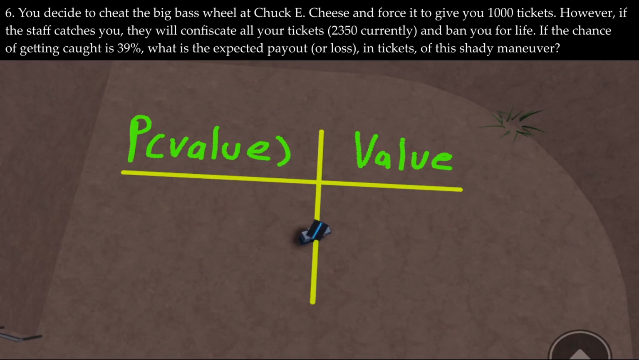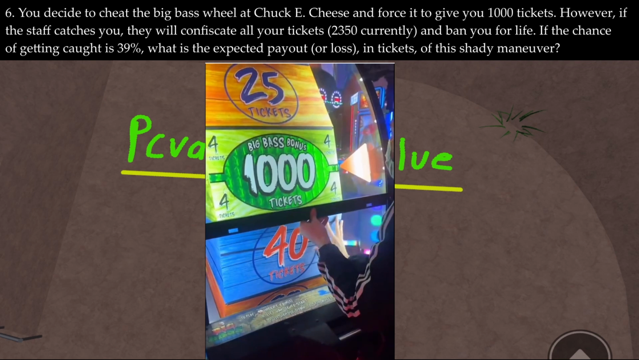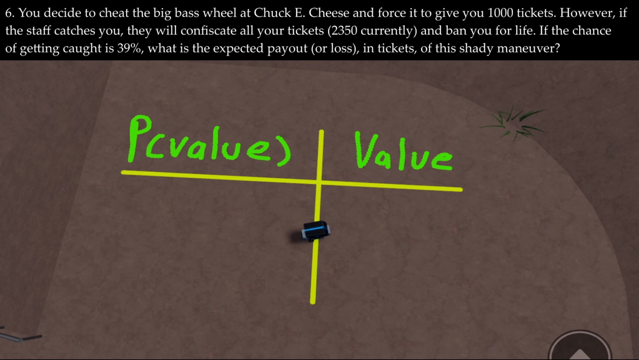This final problem says, you decide to cheat the big bass wheel at Chuck E. Cheese and force it to give you 1,000 tickets. However, if the staff catches you, they will confiscate all your tickets, 2,350 currently, and ban you for life. If the chance of getting caught is 39%, what is the expected payout or loss in tickets of the shady maneuver? So to solve this expected value problem, what we need to do is define the values and the probability of those values.